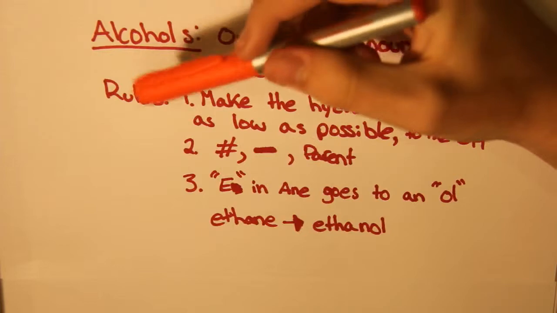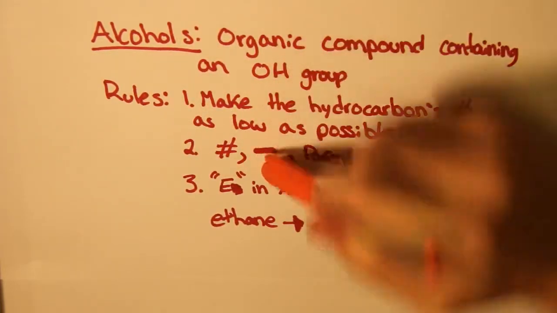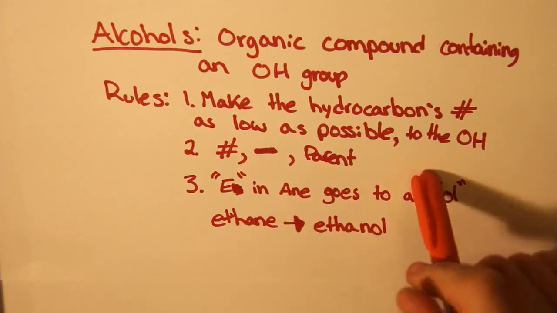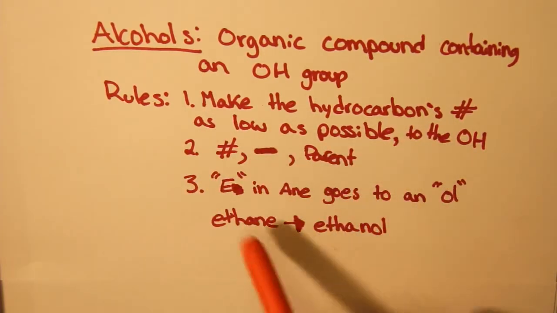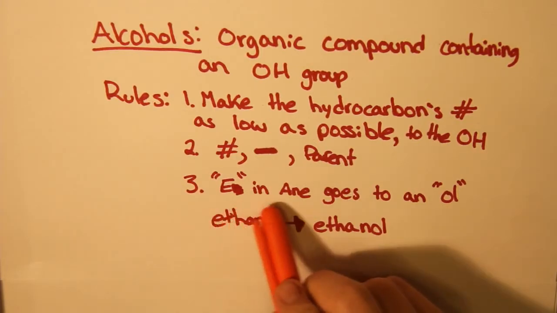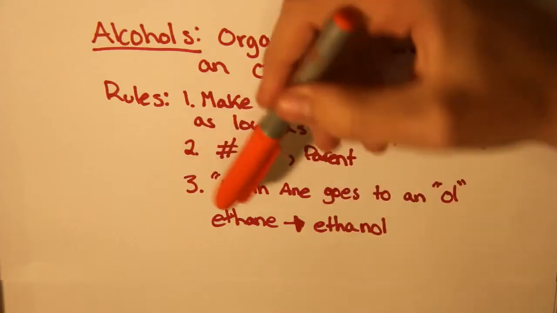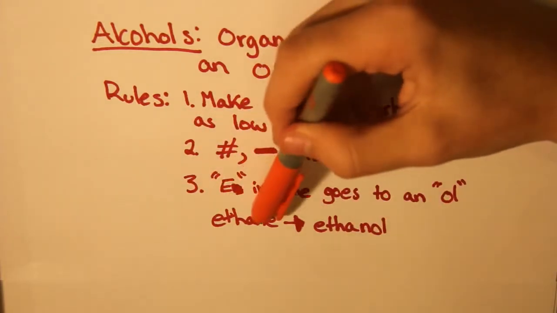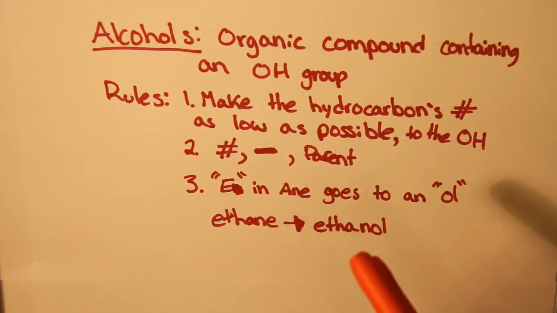So we're going to go now to number 2, which is you have to have your number, then the dash, then the parent hydrocarbon, which is just a way of writing it out for naming. Number 3 is that the E in the ane goes to an OL. So instead of having ethane, you change it to ethanol, which is why there's OL at the end of alcohol.